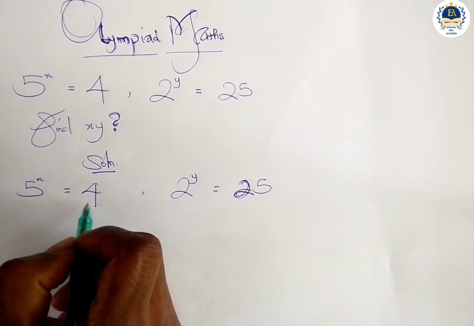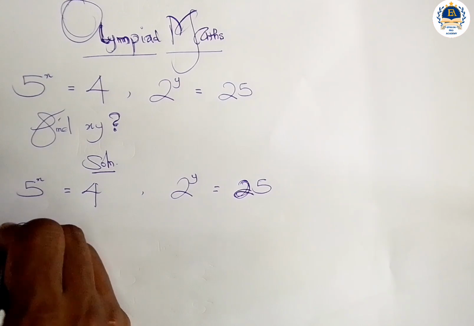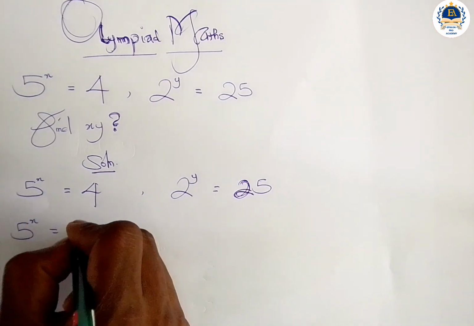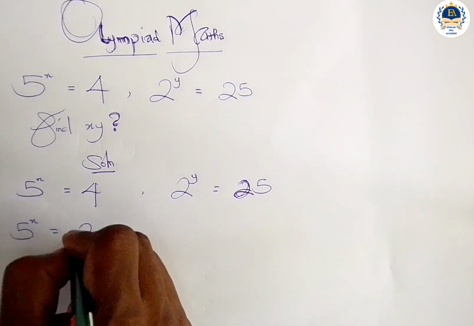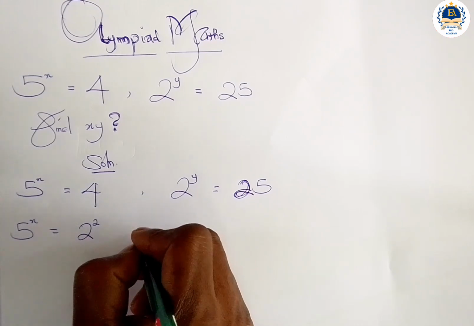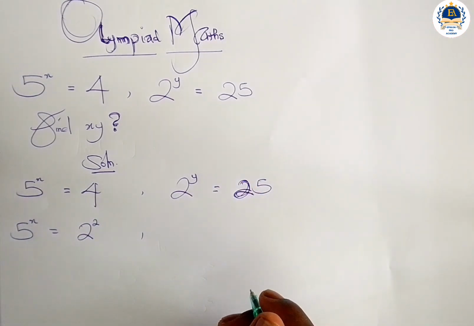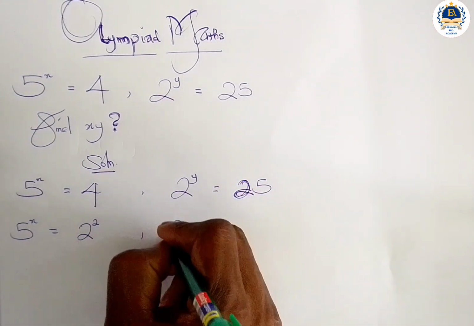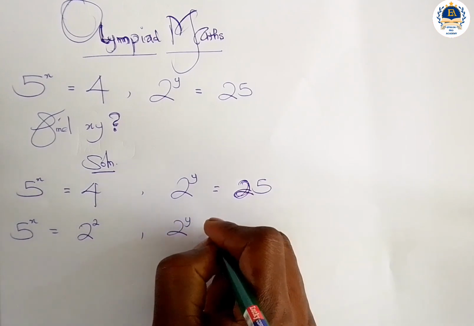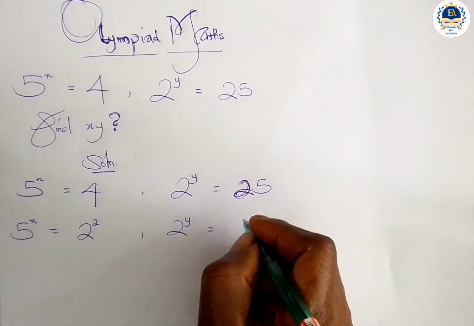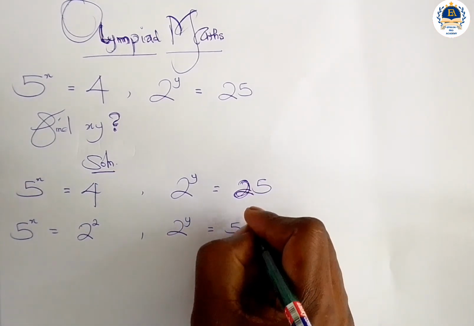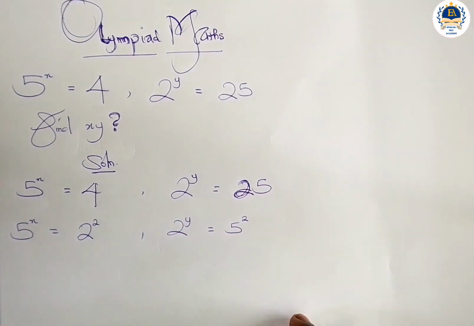Let's do the same thing to 4. So 5 raised to the power of x is equal to 4, and 4 is the same as 2 raised to the power of 2. Then from the second equation, let's do the same thing. 2 raised to the power of y is equal to 25, which is basically the same as 5 raised to the power of 2. That is the first approach.